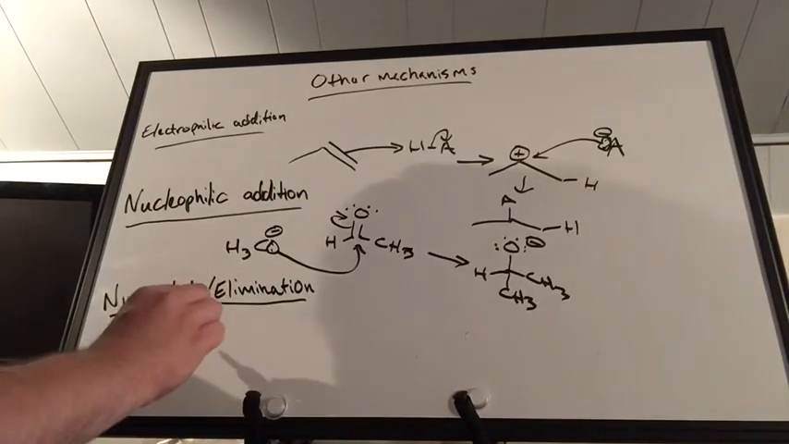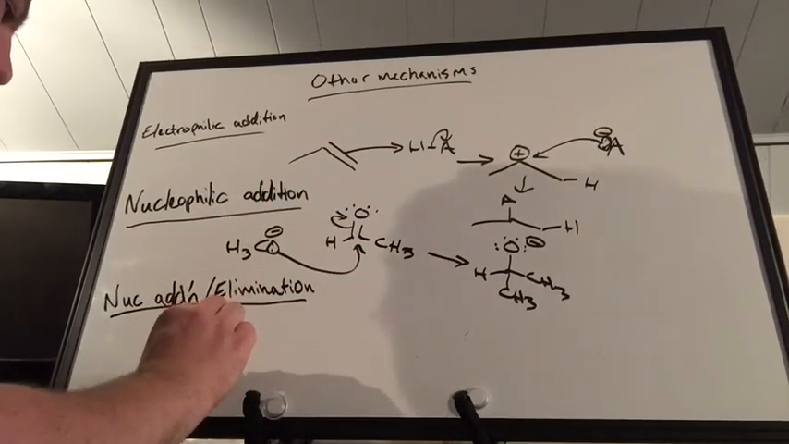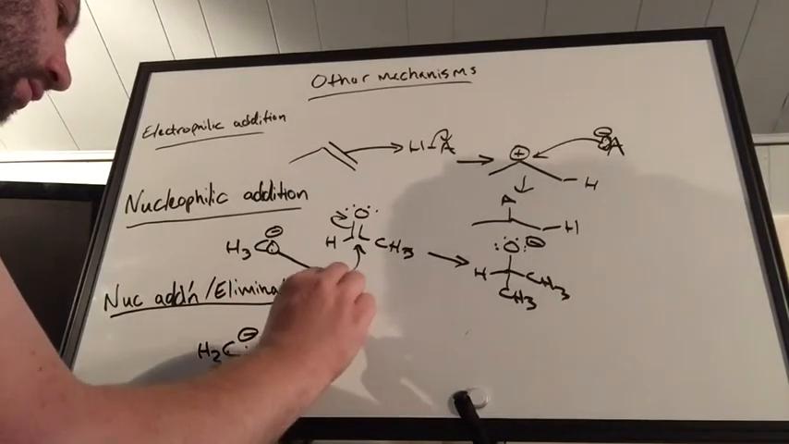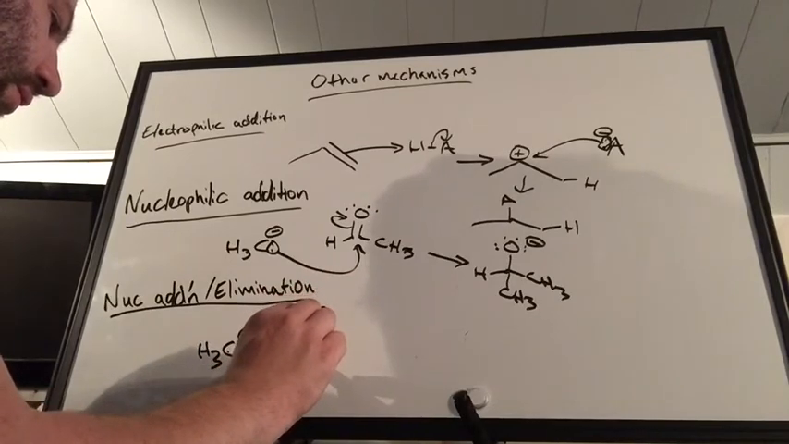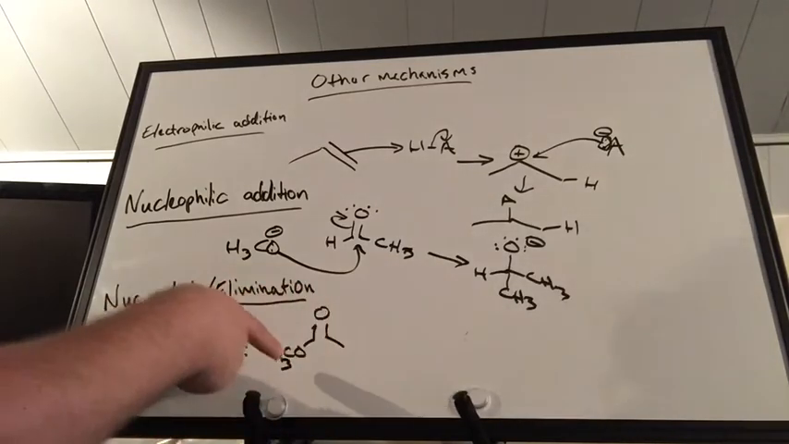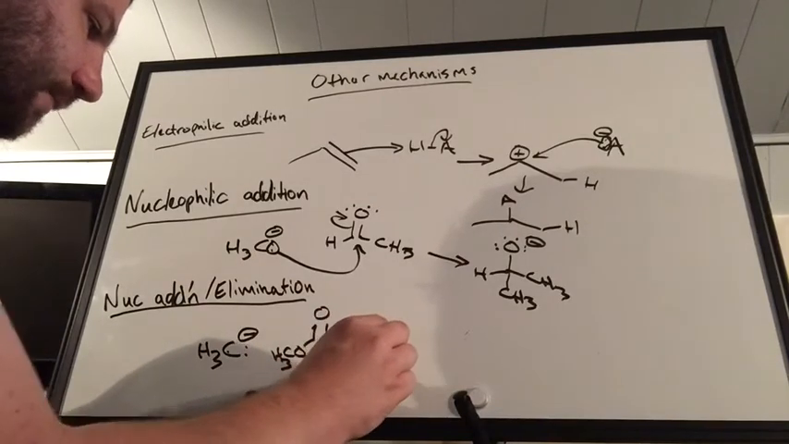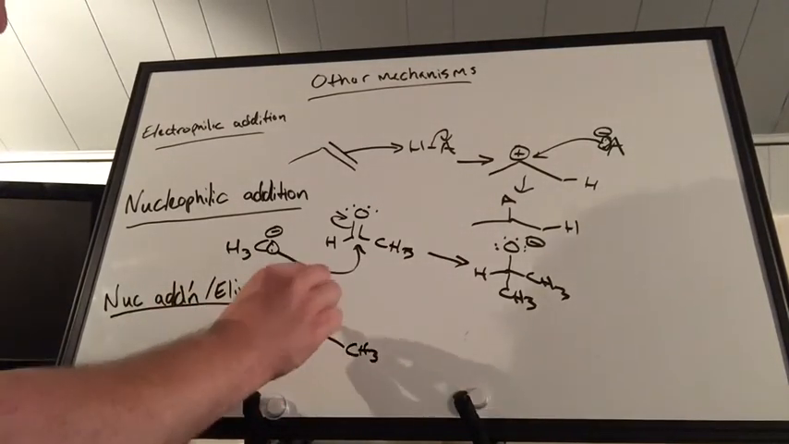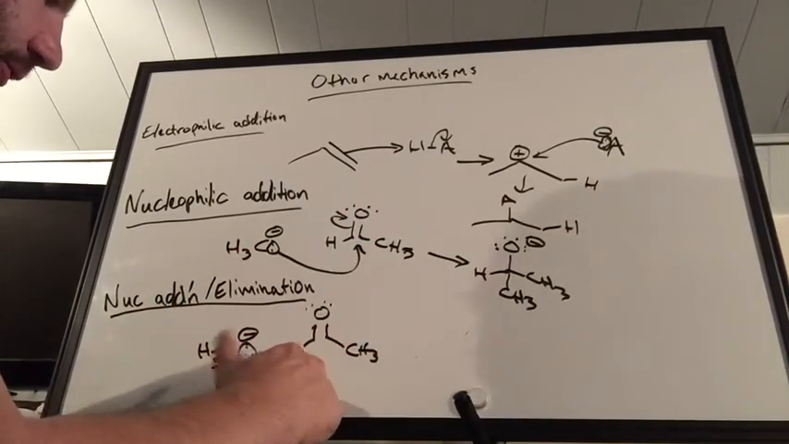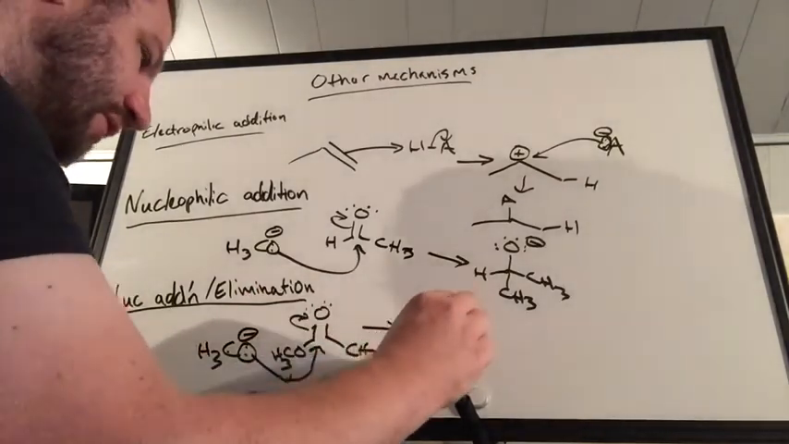So let's say we have an ester instead of an aldehyde like we have here. That's OCH3, just to denote that it's a methoxy group. And then just like before, we have this attack, kick these electrons up. We're going to have some tetrahedral intermediate.